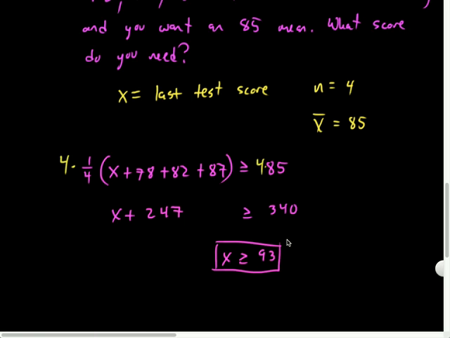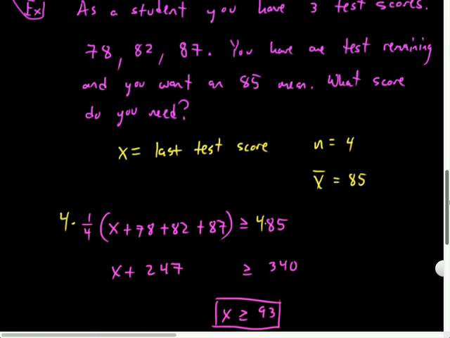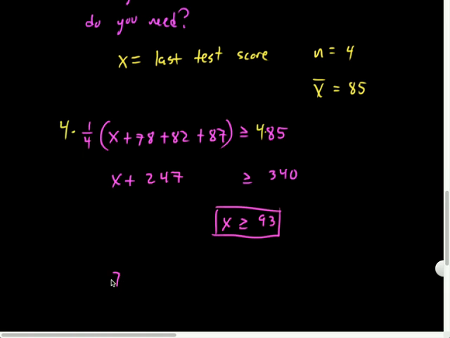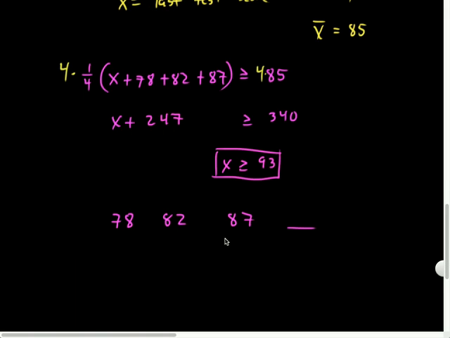Now, another thing I think about when I think of averages is a seesaw, I guess. This problem can actually be solved a little bit differently. 78, 82, 87, and then blank. Because I want my average to be 85, I can do this little over-under thing.